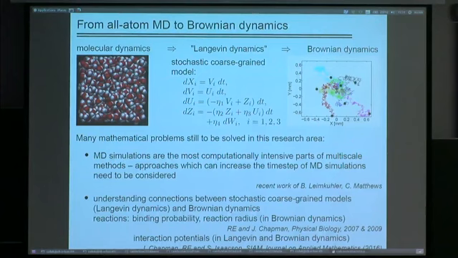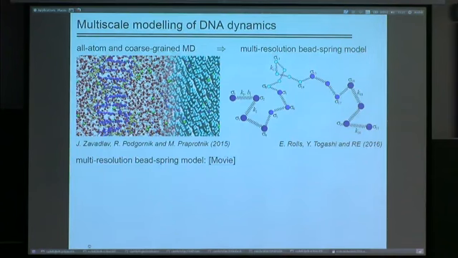I still have, I think, 3 minutes. So I would like to mention a last project, on which we made significant progress during the program, which is again following the same philosophy, and this is about the multi-scale modeling of DNA dynamics. DNA is a long polymer chain.